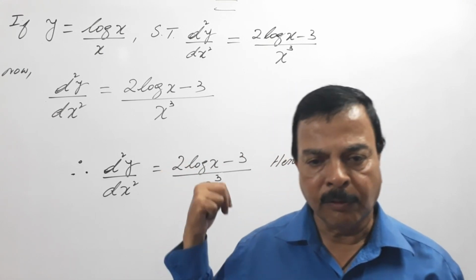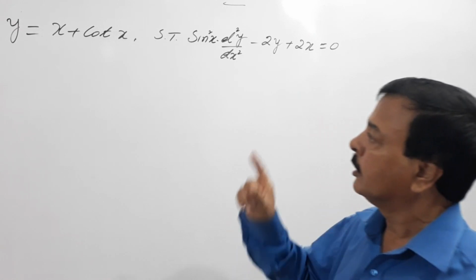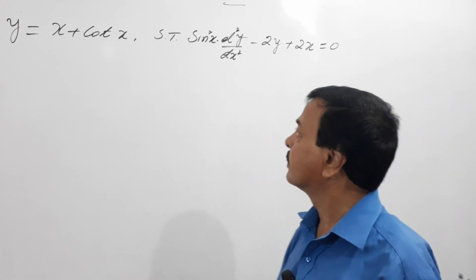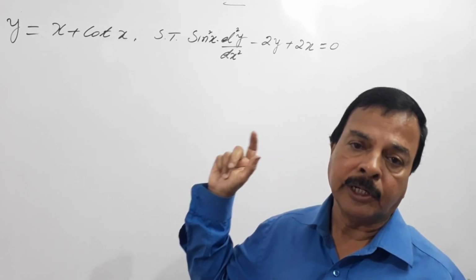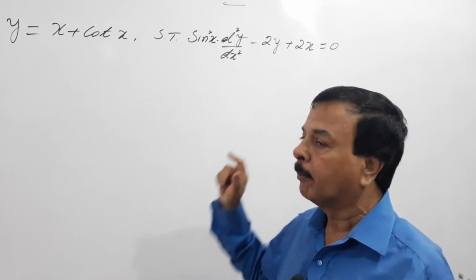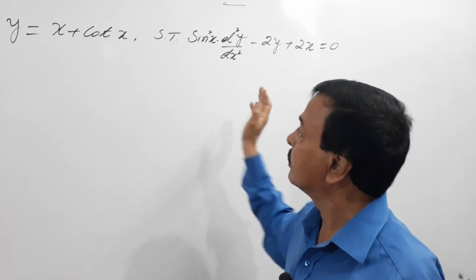So dear students, we will go for the next problem. We have the next problem with us, that is y equals x plus cot x. Show that sin square x into d square y by dx square minus 2y plus 2x equals 0. We have to prove this.